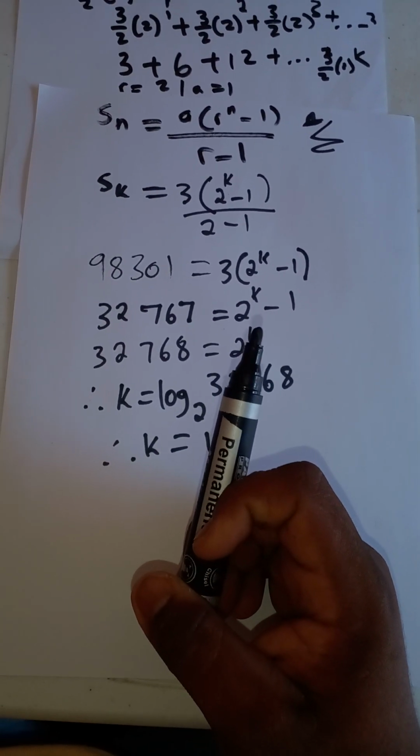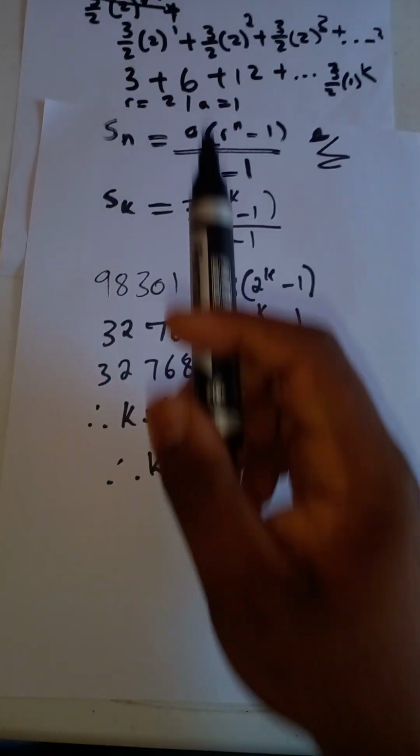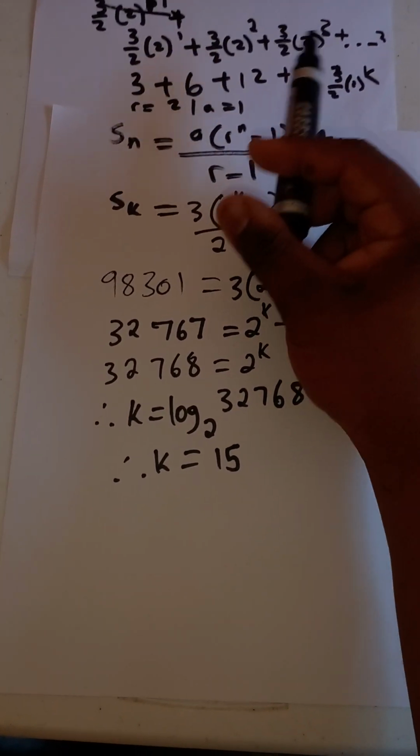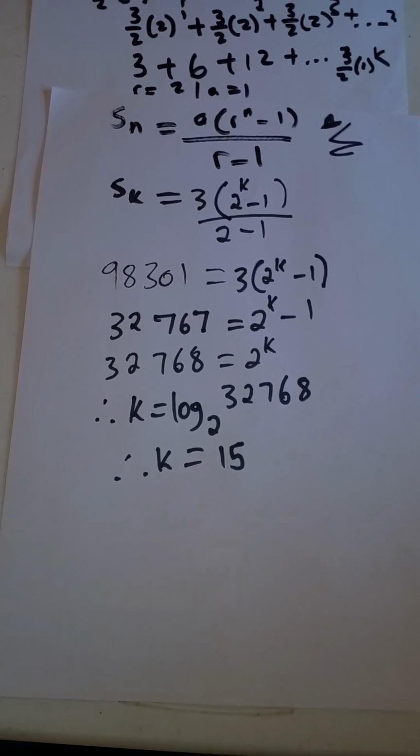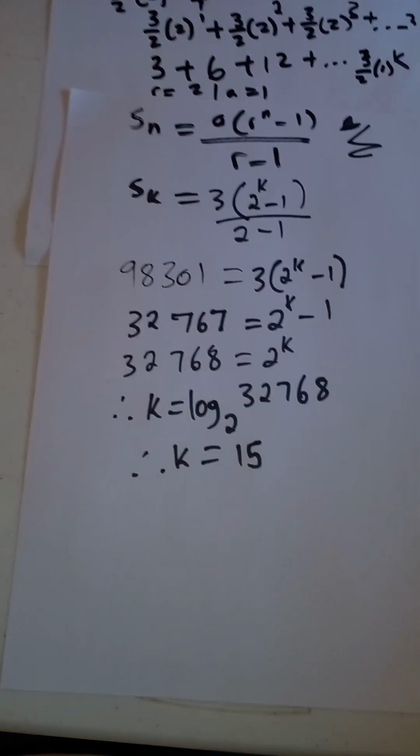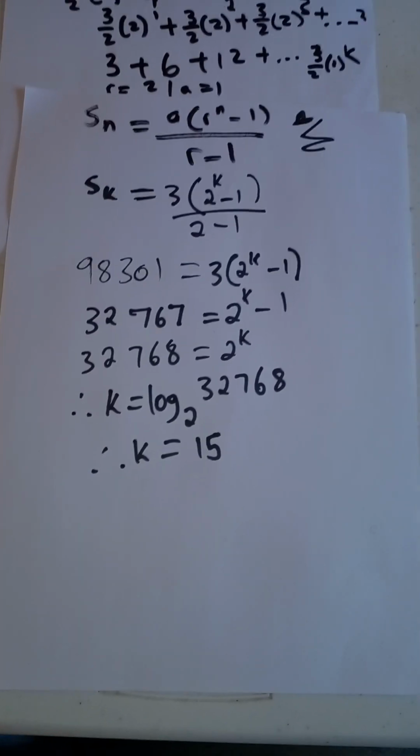But the main thing is that wherever you see a sigma notation, you must expand like this and then form a pattern. After that, check which pattern you have, find the ratio, find the value of a, and continue there. So let's go to the next one.